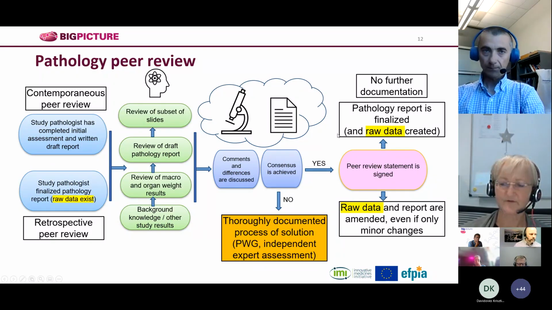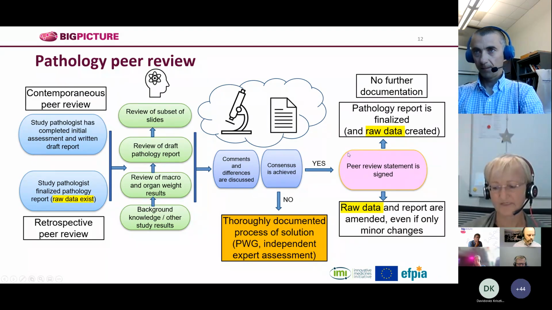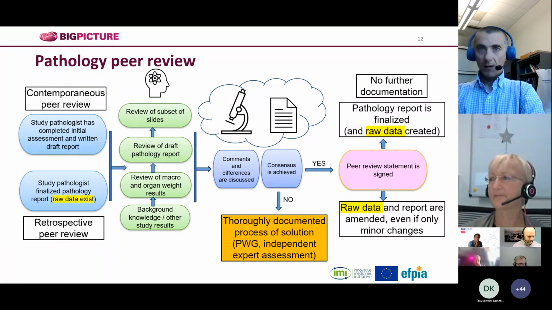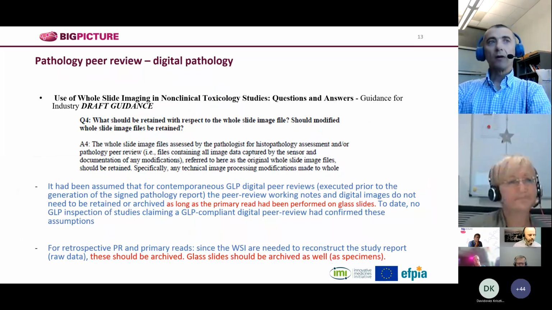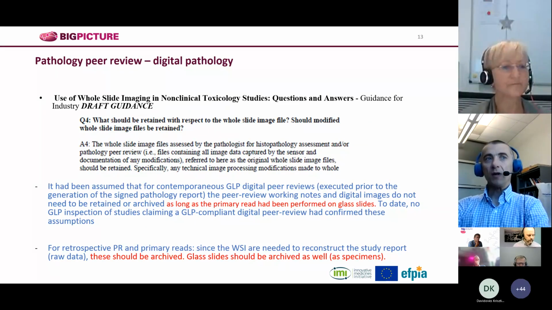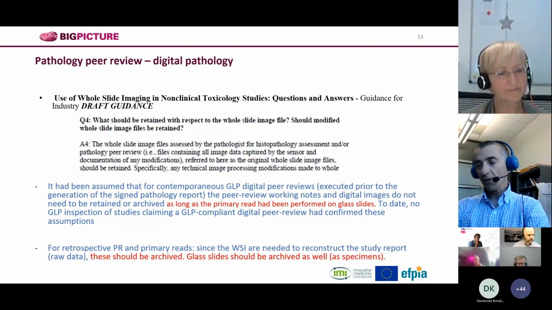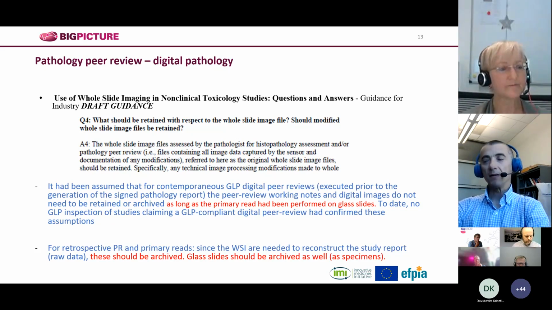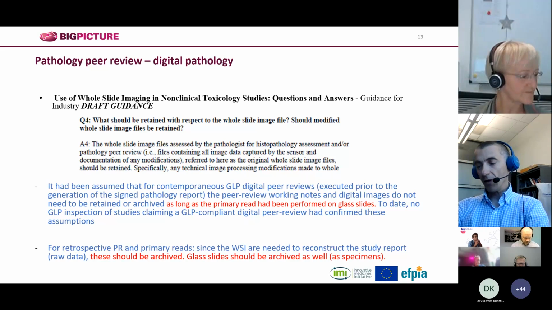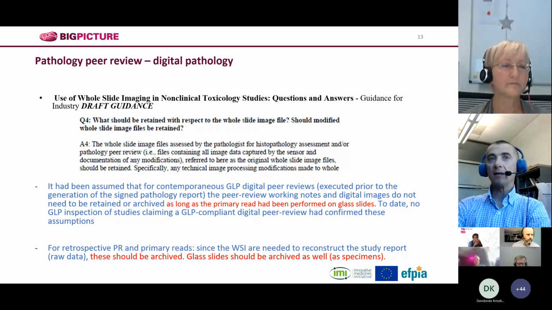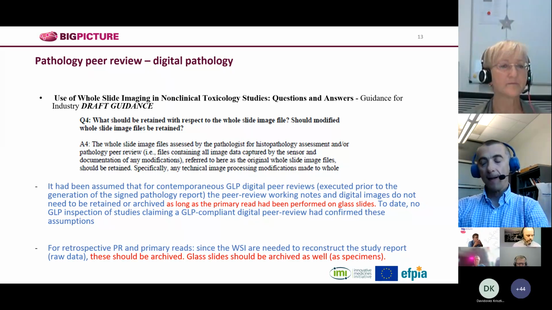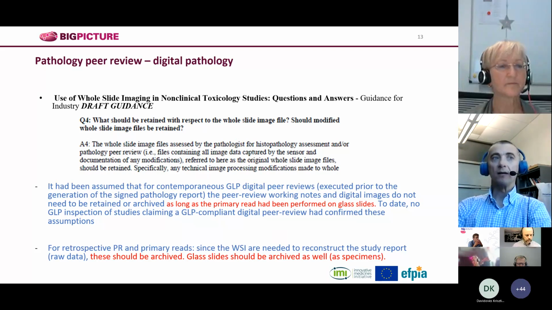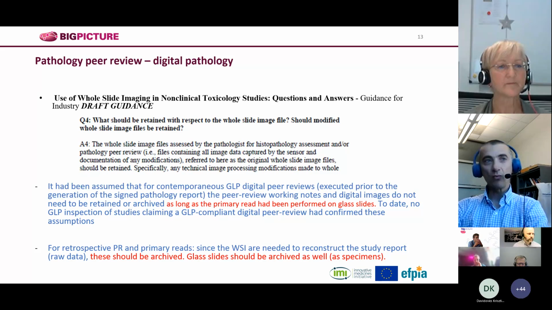That is important to understand for what Xavier will now talk about, what it means for digital pathology. As I mentioned before, a draft guidance was issued a couple of weeks ago from the FDA on the topic. When you look closely at the guidance, these are questions and answers. There's one question about what needs to be retained when we're using whole slide images. And the answer needs to be clarified because it's not exactly what we think it would be.